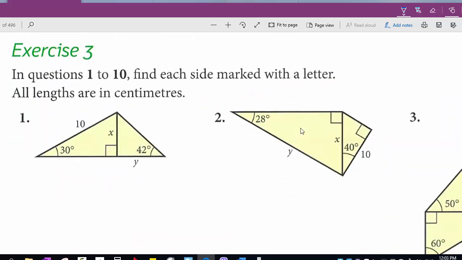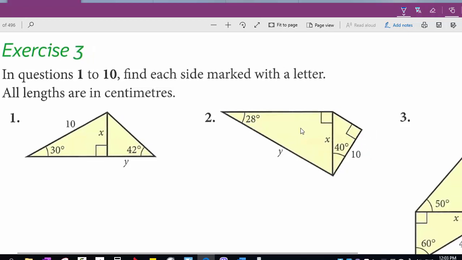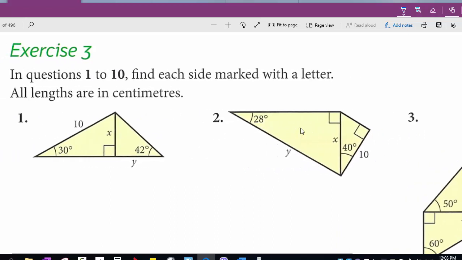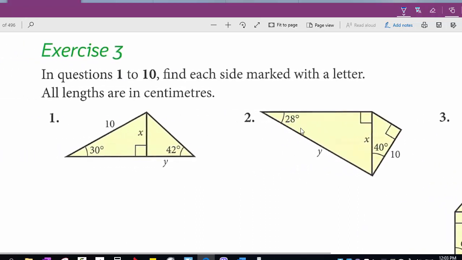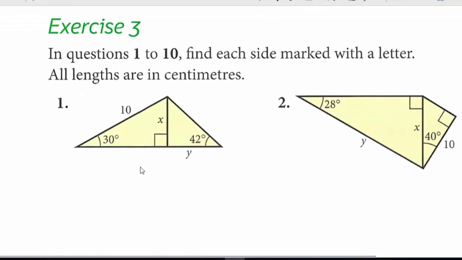Exercise set 3. It has the same idea, but this time we need to use two functions, like sine and tan, to find two missing sides. We need to use more than one function, or we use one function twice, because in most of these questions we have two missing sides. And in all the triangles we have a right angle. That's why we are allowed to use the rules that we took.